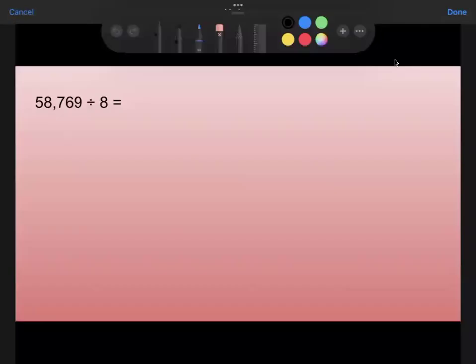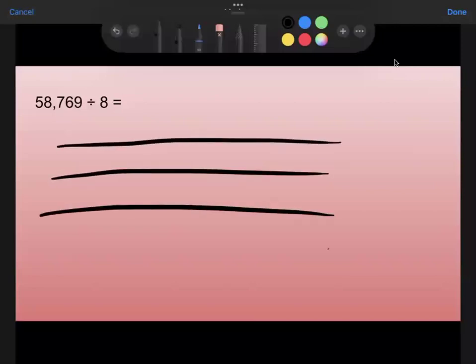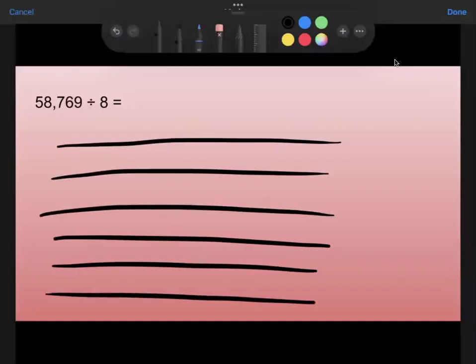Okay, here is the next one. I'm going to show you this one using the line or row method. So I'm going to go ahead and make some rows here. Hopefully I make enough. We need as many rows as we have digits in our first bigger number. So hopefully there's enough there. Divide by 8. I'll put that up there. And then I'm going to go ahead and spread out this number. 5, 8, 7, 6, 9. Okay, so there's our number and we're dividing by 8.